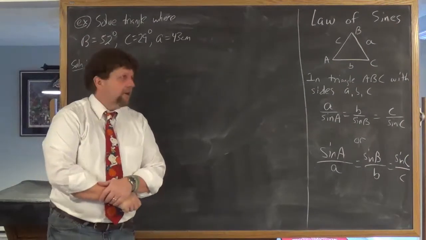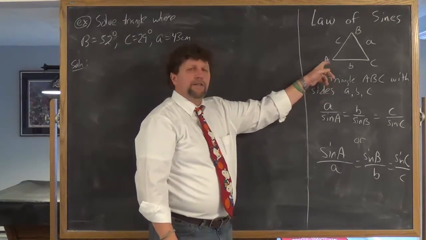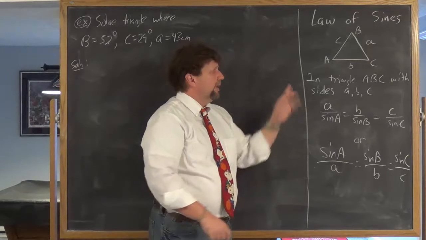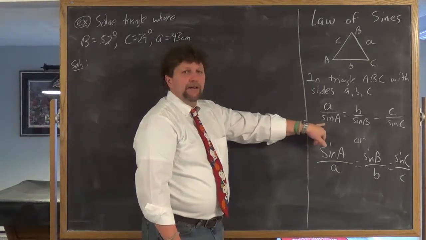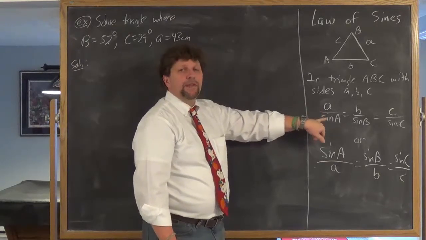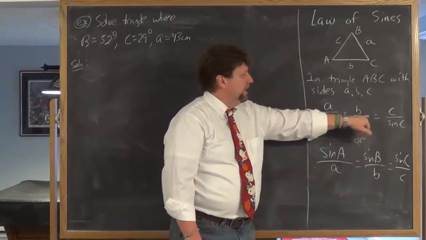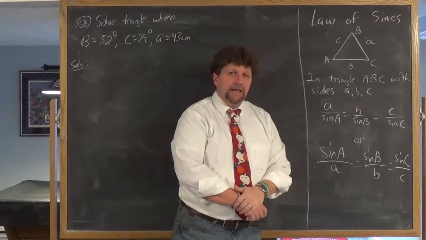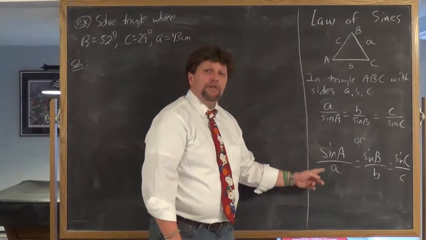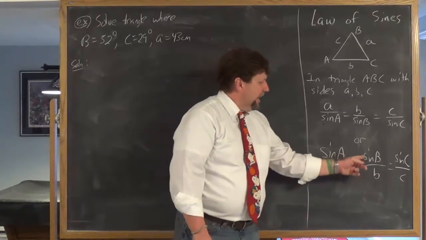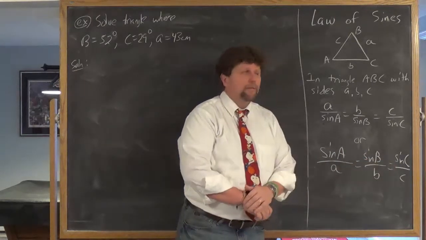All right, here's your law of sines for a triangle that I just call ABC, where the lengths of the sides are a, b, c. Side a over the sine of angle A equals b over sine B equals c over sine C. Or equivalently, I could look at it as sine of angle A over side a equals sine of B over little b equals sine of C over little c.